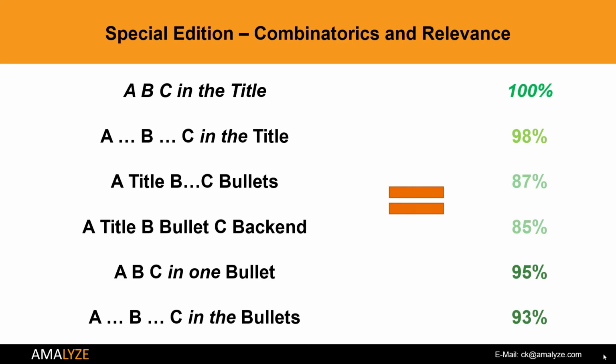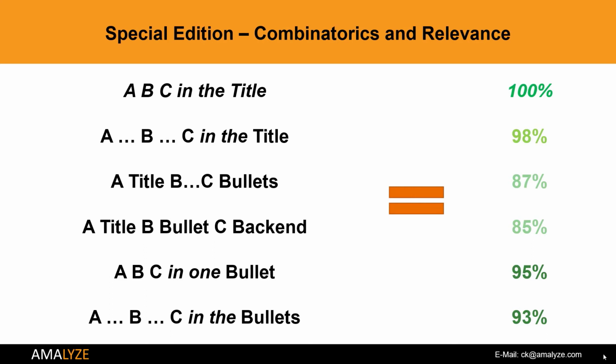If we're talking about A, B, C, a normal phrase of a customer, and we are putting that directly together in the title, we are 100% relevant. The percentages are just examples, okay? Don't get it wrong, examples. If you're writing A, more words, B, more words, C, in the title, your relevance is not so high as before. Of course, the algorithm is working like that, okay?